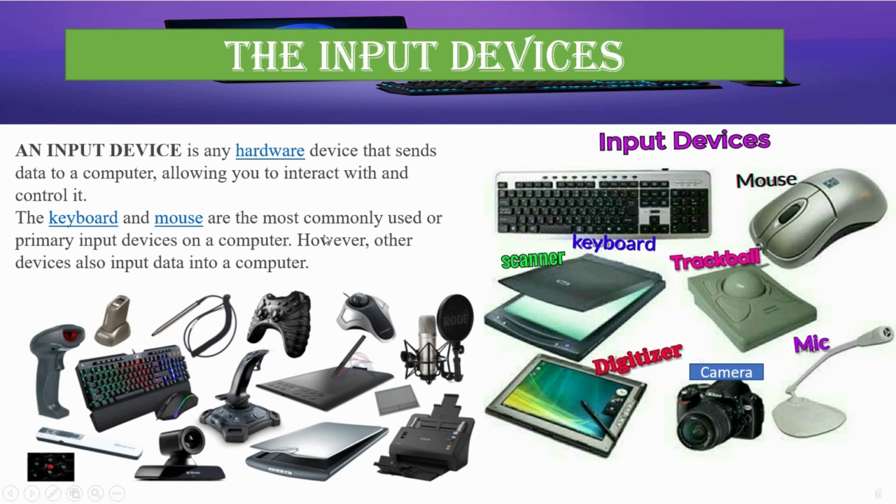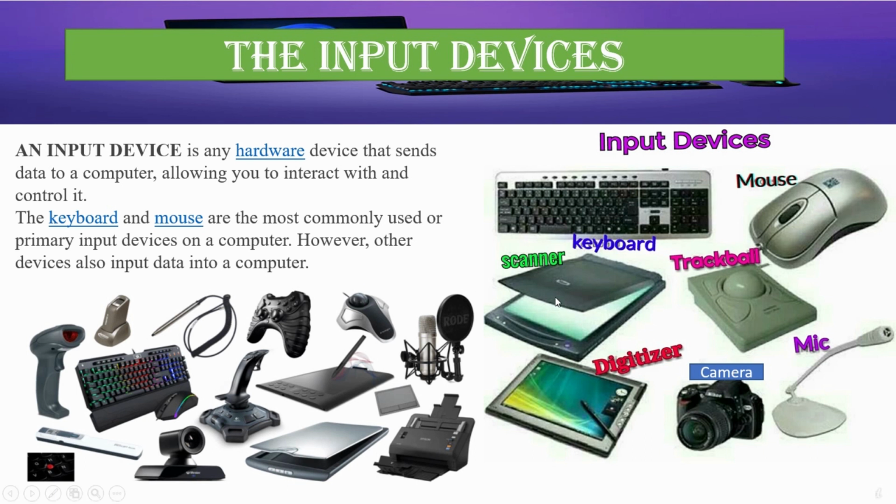The keyboard and mouse are the most commonly used or primary input devices on a computer. However, other devices also input data into a computer. Here are examples of input devices we have. We have a keyboard, which we use to input our data in form of numbers, alphabet, and so on. We have a mouse, which will allow us to control the system and click on anything which we wanted to open.